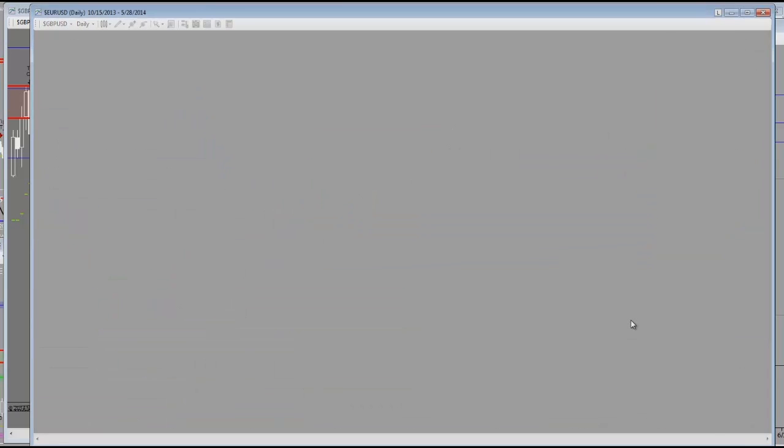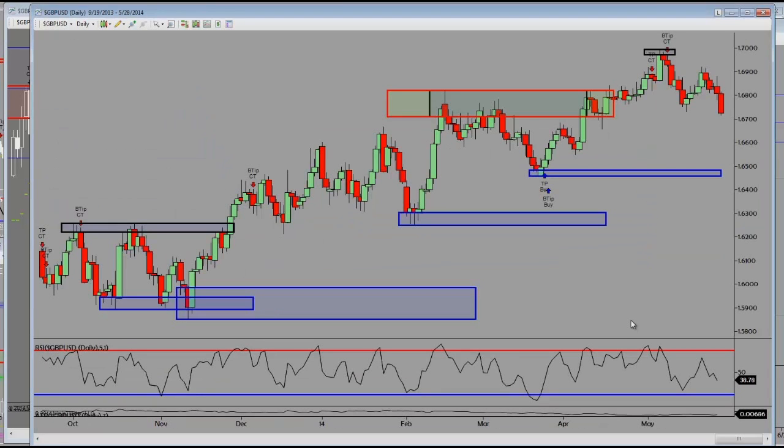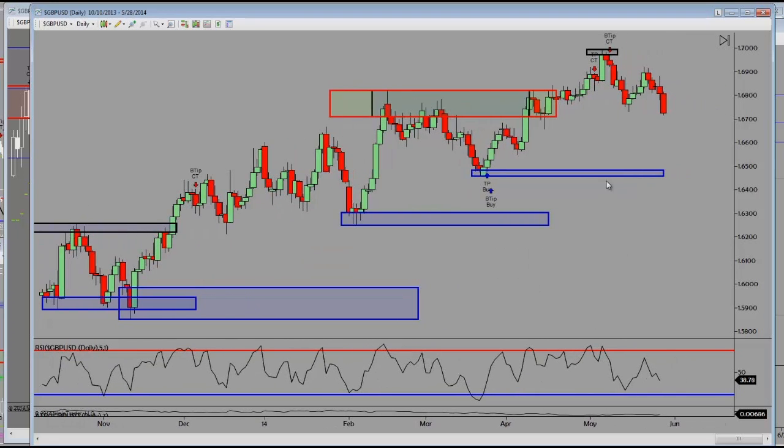Take a look at the GBP USD on the daily. Nice pullback, that 167 handle significant. And then again, target 1 for the longer play on the swings, down around 64.5 to 165. And then extended targets back into the 151 handle.